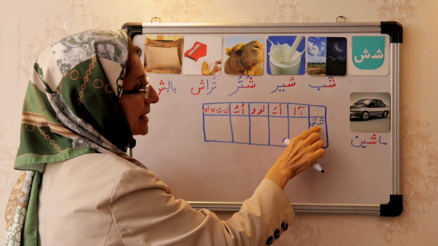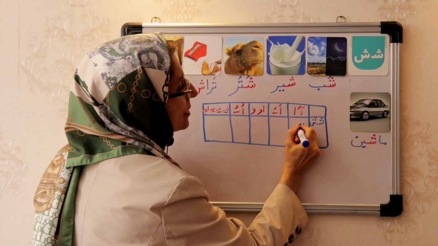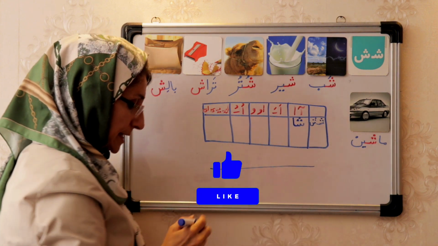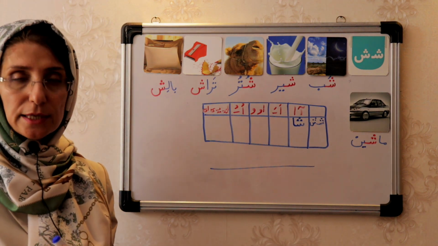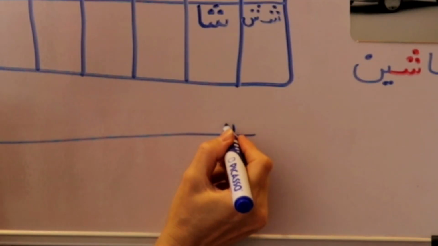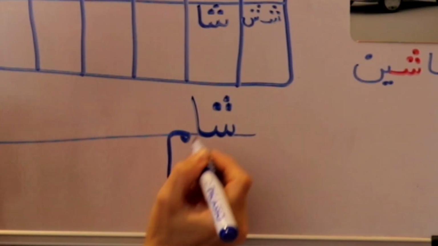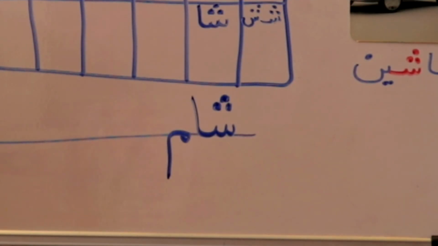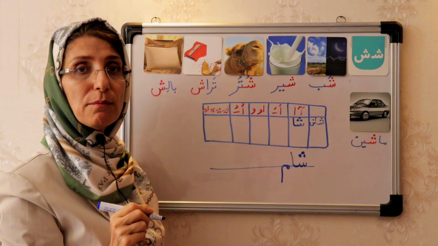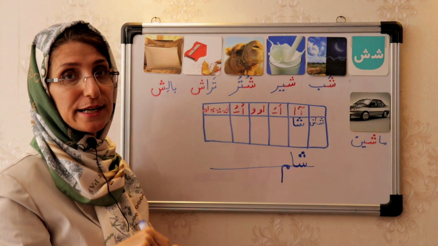Okay, اگر, if we make friendship between sh and a, then we have sha. The word sha is like sham. Sham in Persian is dinner. Sham جوجه کباب داریم. We have جوجه کباب for dinner.